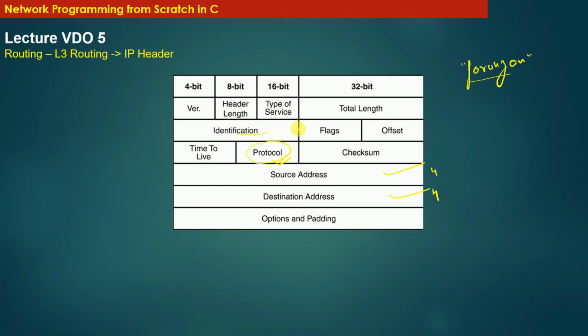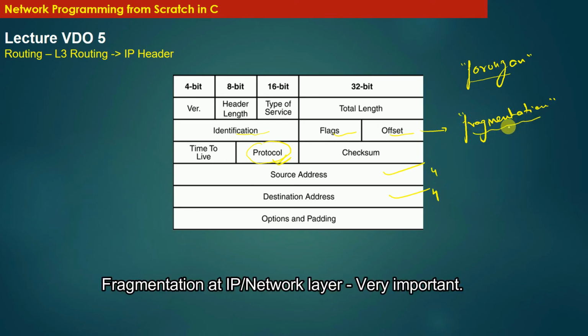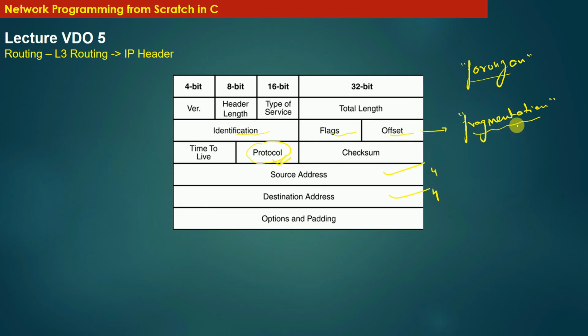Then the identification field, flags and offset are all related to fragmentation. Again, fragmentation is a very important concept to know. I may not discuss fragmentation as a part of this course. You should consult your standard books, again Forouzan, and you should know how fragmentation happens and why it happens. I may not cover fragmentation as a part of this course, but you should study it from your standard books. So that's what the IP header is.